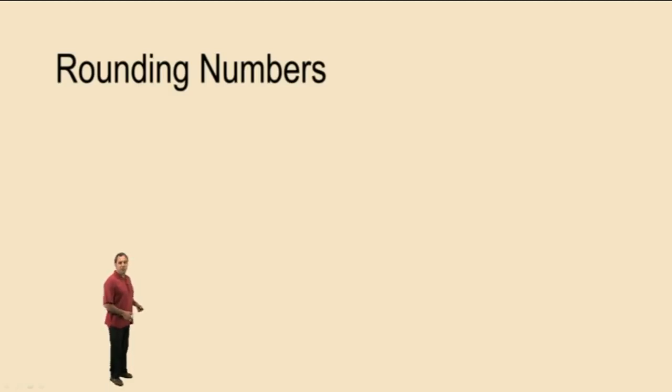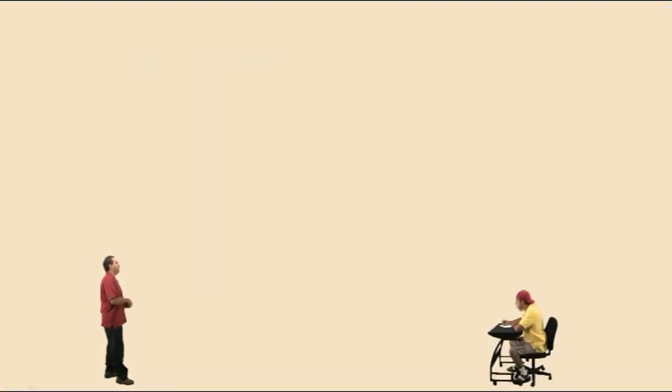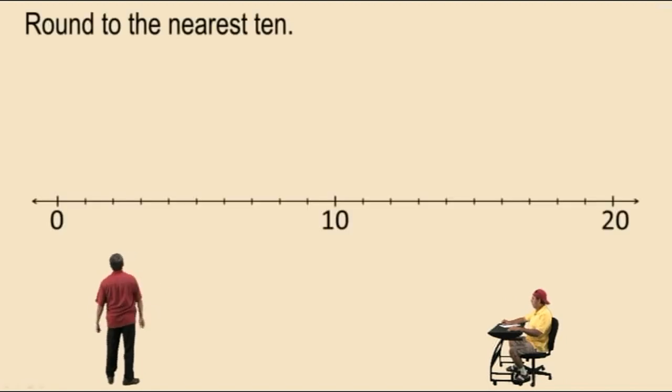But before we get started, we need to get out our student volunteer, Charlie. He better be ready to go. Hey, Charlie, you ready to go? We're going to round numbers today. So here we go, right there.